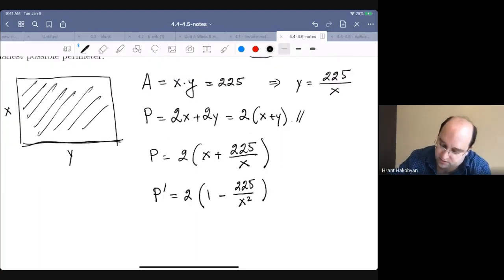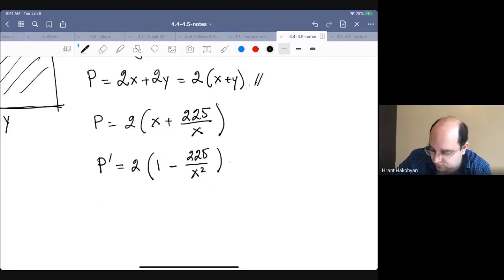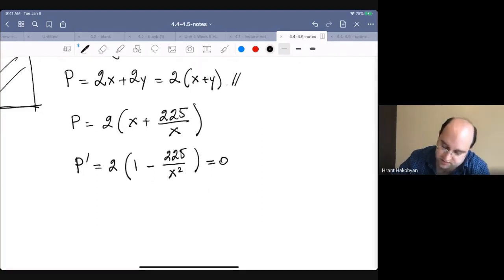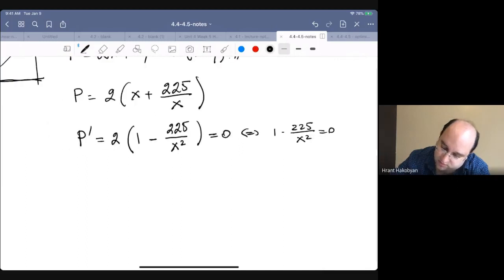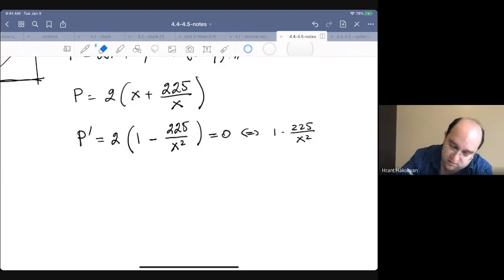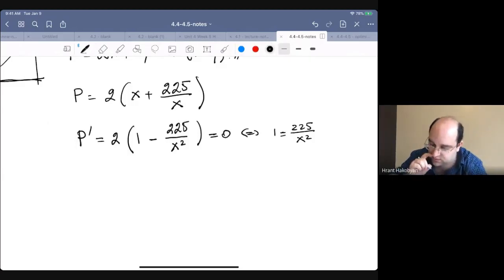And now we need to set this equal to 0 and solve. If we set it equal to 0, that means 1 minus 225 over x squared is equal to 0. So that means 1 is equal to 225 over x squared. I'm going to move x squared to the other side, so this is equal to that. So that means x squared is equal to 225.